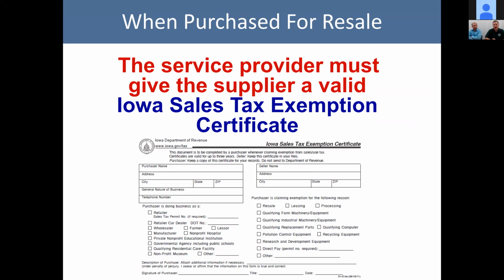But you can print this off, you fill it out, it must be completed, and you provide this to the supplier. The supplier keeps this form in their records in case the department ever audits them someday. This is their proof, their documentation as to why they did not charge you tax for a sale that occurred to you. So just be aware that if you are claiming exemption, you've got to complete one of these for the seller. Okay.